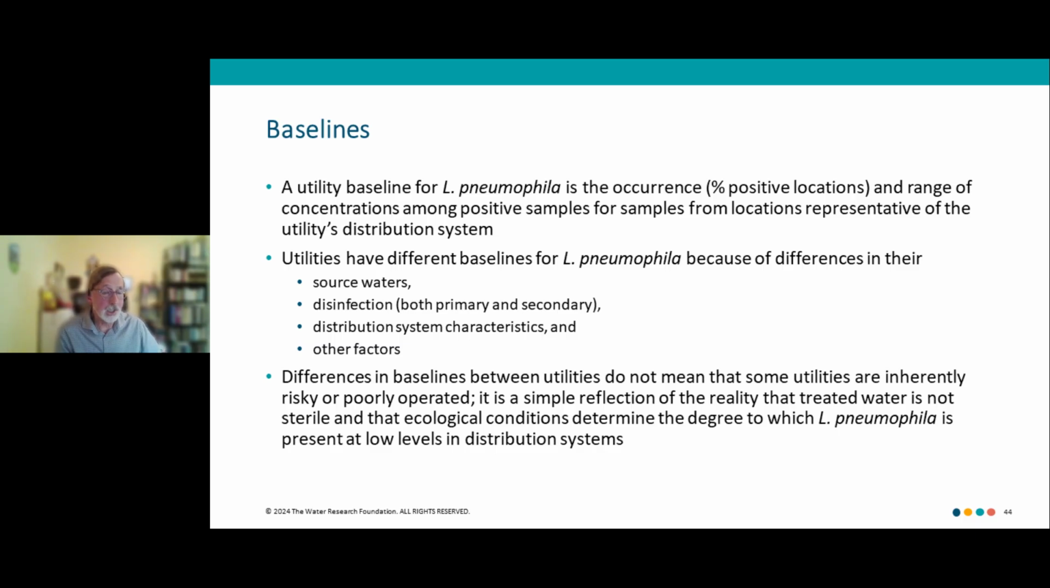It's a baseline that a utility can establish and say, okay, here's where we are right now. Can we make improvements in our management of Legionella? And that's also, if they go outside the baseline, hey, do we need to make some changes in our operation? The differences in the baseline don't mean that some utilities are inherently risky or poorly operated. All of the utilities have concentrations way below anything that would be likely to make somebody infected, much less ill. It's just a reality that treated water isn't sterile, and the ecological conditions specific to the utilities are going to determine the degree to which Legionella pneumophila is present at the low levels that we observed.